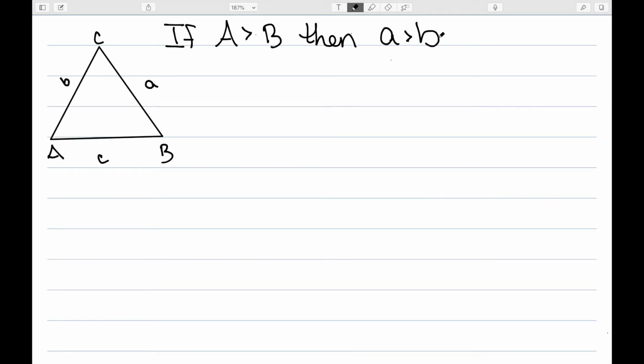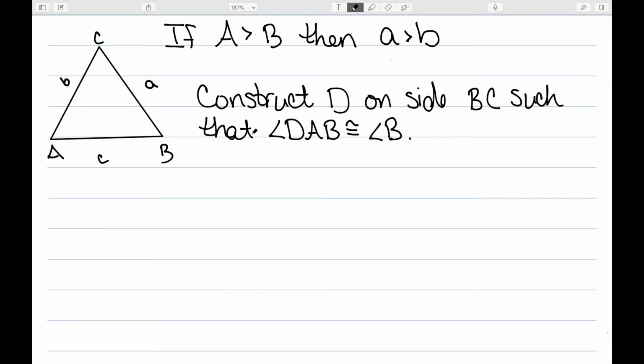The next thing I want to show: if I know that angle A is greater than angle B, then I know that side length a is greater than side length b. So essentially, larger angles mean larger sides. So let's assume that angle A is bigger than angle B. Then I want to construct this point D on our side BC such that angle DAB is congruent to angle B. The isosceles triangle theorem gives us then that the distance between A and D is equal to the distance between B and D.